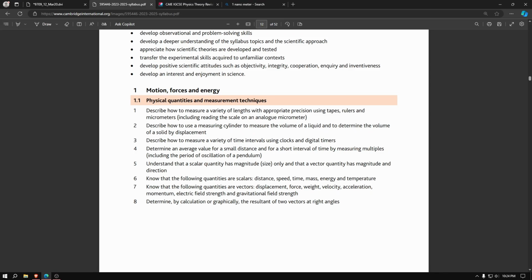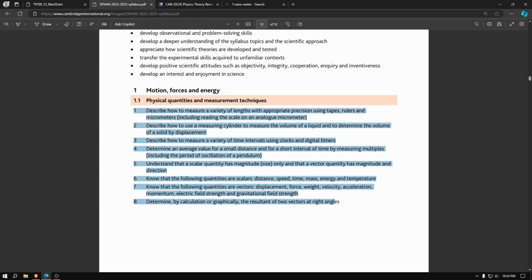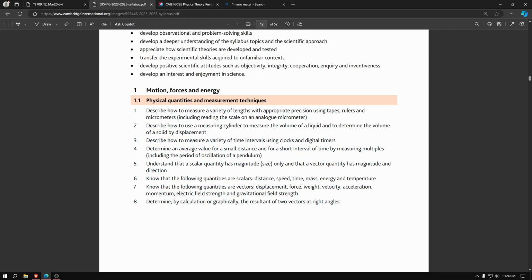Hi guys, this will be a short video on physics chapter 1, and we'll be going over chapter 1.1, the subset of chapter 1, and we'll be covering this whole topic from points 1 to 8. I have the syllabus open here. We'll be going point 1, point 2, point 3, so point by point.